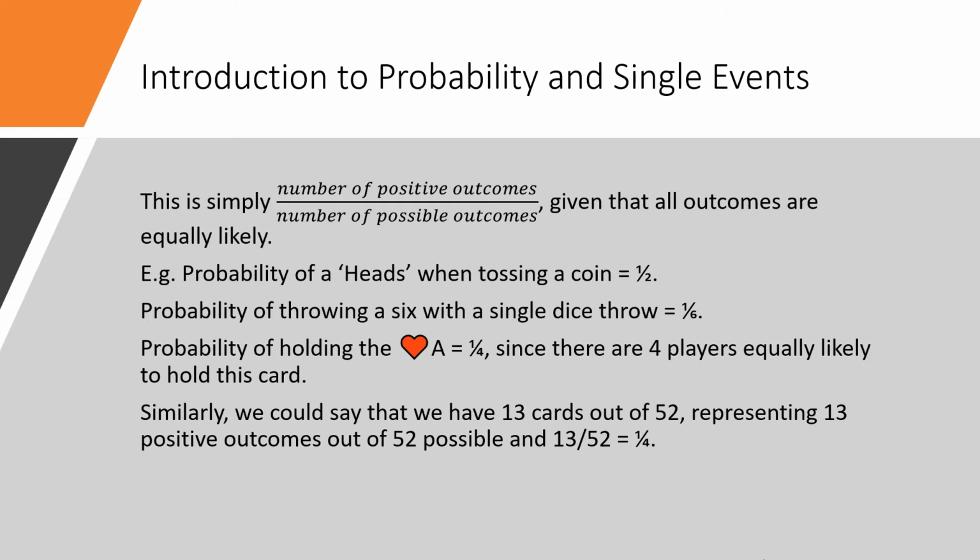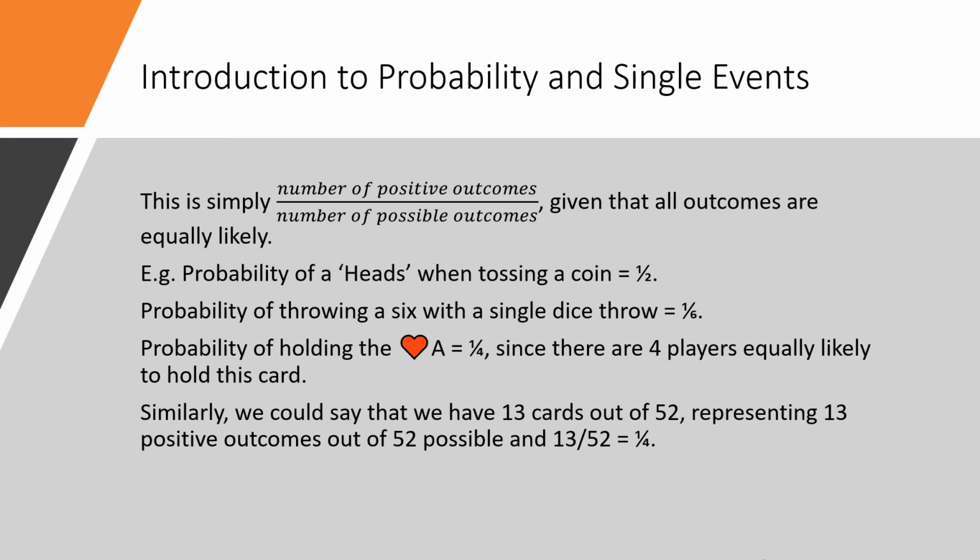Another example in probability, throwing a dice. So a dice has 6 sides. Each side has a number 1 to 6 written on it. I'm equally likely to throw any number. So my probability of throwing a 6 is 1 positive outcome out of 6 possible outcomes. So 1 in 6, or 1/6, is my probability.